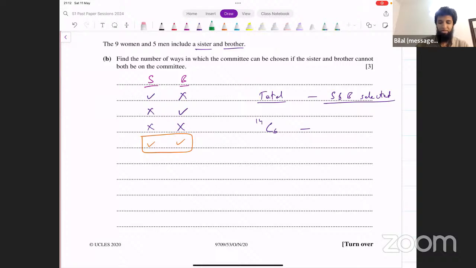Now, if they're both selected, you've got 6 places on the committee. Brother and sister are already selected. How many people are we left with? 12 people. Out of those 12 people, we need to select how many more? 4 more. So that's 12C4. And that will give you the result.